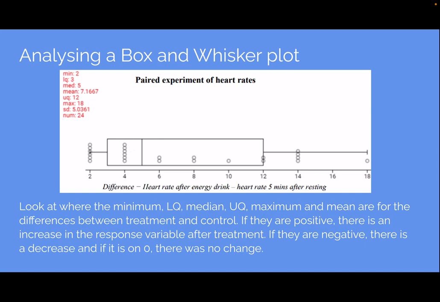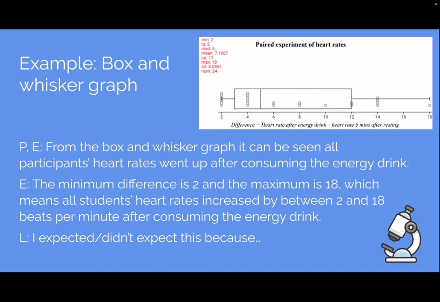Here's the example of how you might analyse it. So your point and explanation for that same graph that we just saw is that from the box and whisker graph, it can be seen that all participants' heart rates went up after consuming the energy drink. That's because the minimum difference was 2. So that means even the smallest difference, the lowest difference, was still positive. So even the people who experienced the lowest difference had an increase in their heart rate after having the energy drink.